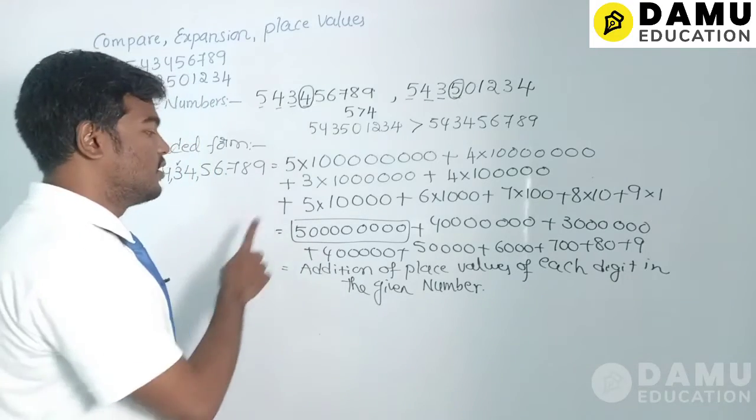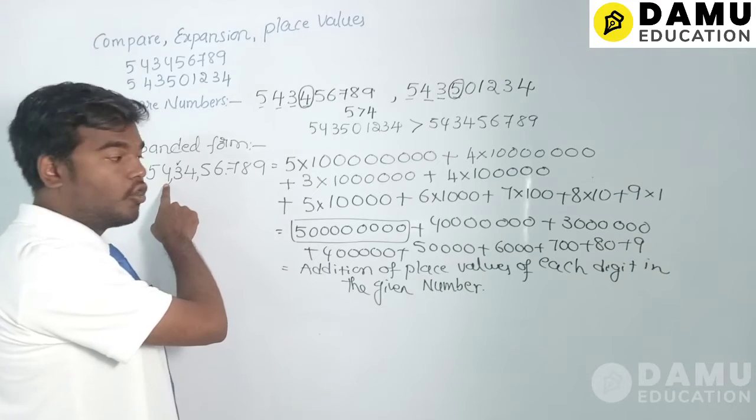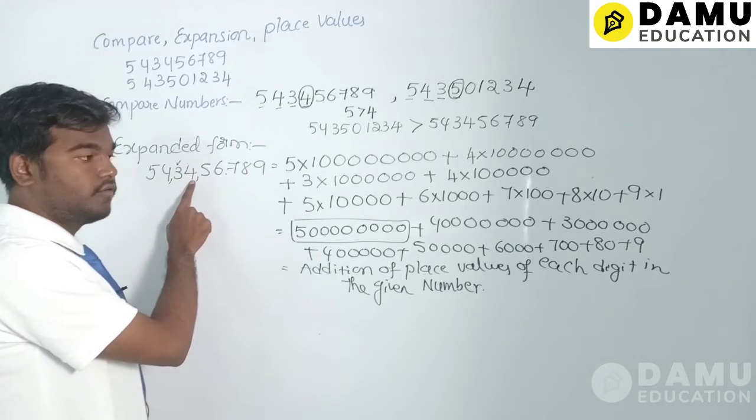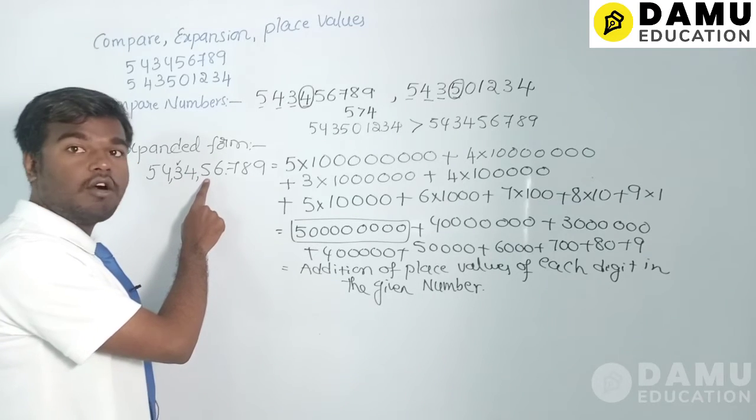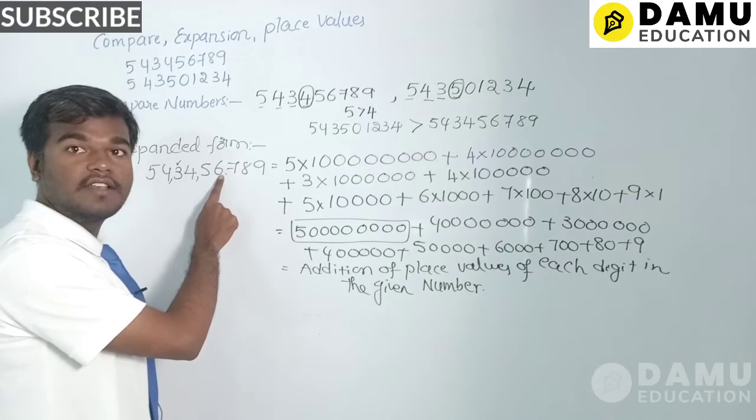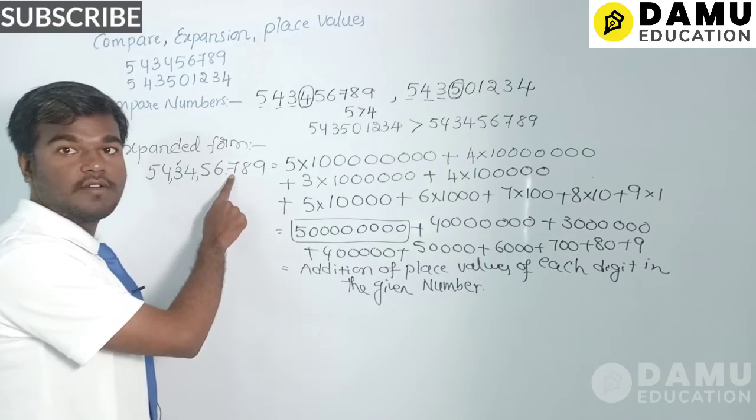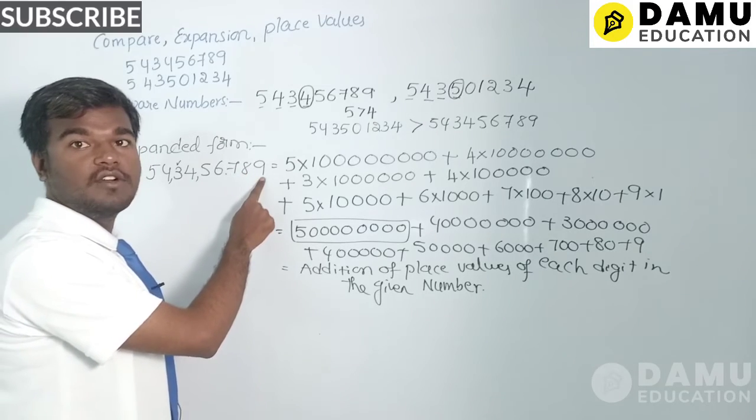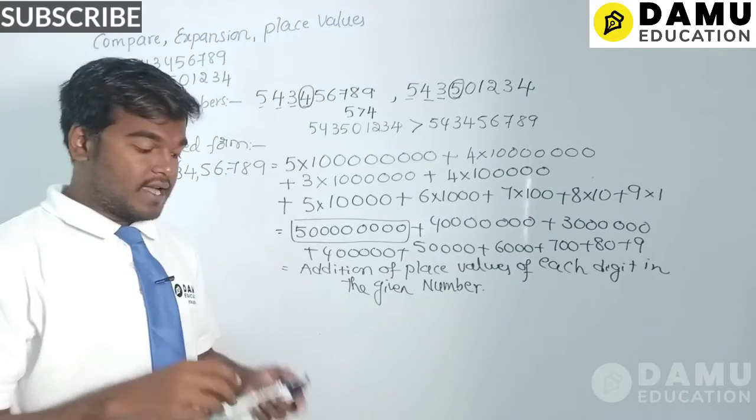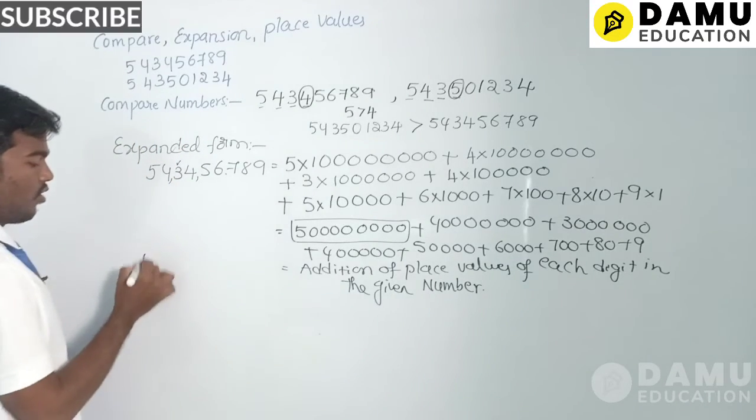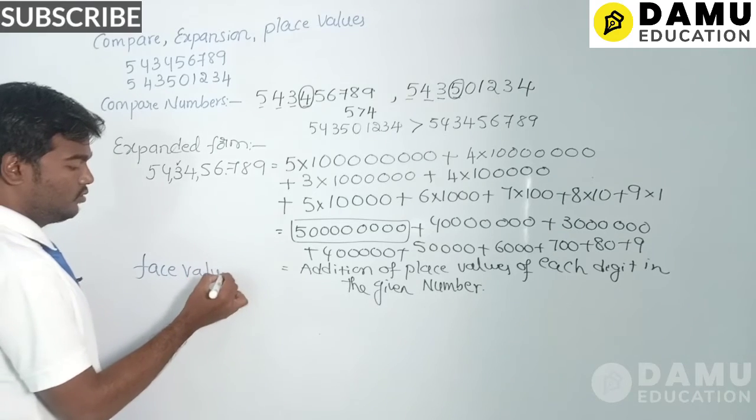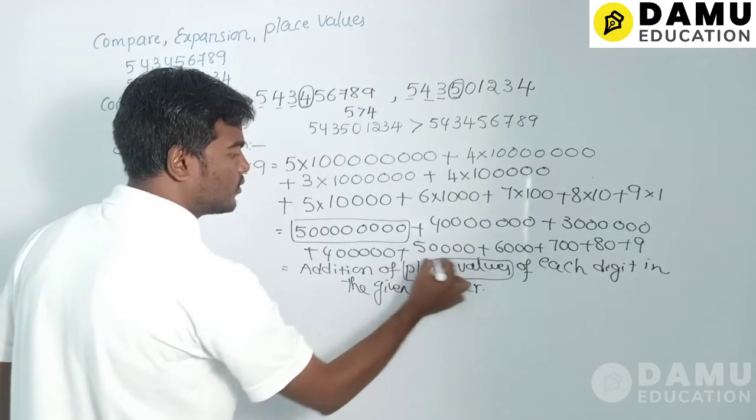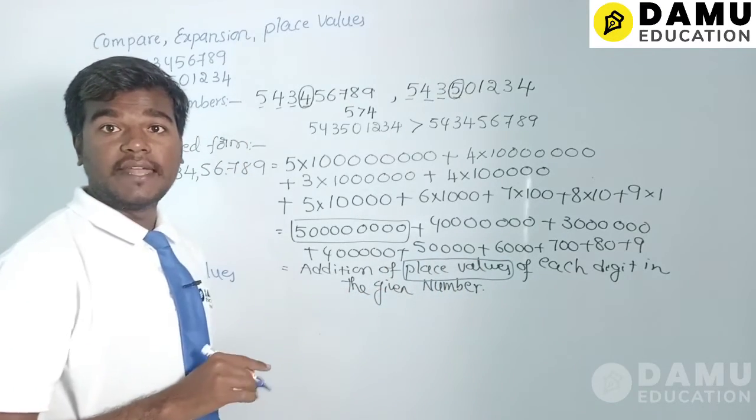What is the place value of 5? That is 50 crores. What is the place value of 4? 4 crores. What is the place value of 3 here? That is 30 lakhs. What is the place value of 4 there? 4 lakhs. What is the place value of 5? 50,000. What is the place value of 6? 6,000. What is the place value of 7? 700. What is the place value of 8? 80. And what is the place value of 9? That is 9. So what is the face value? I already explained what the place values are.